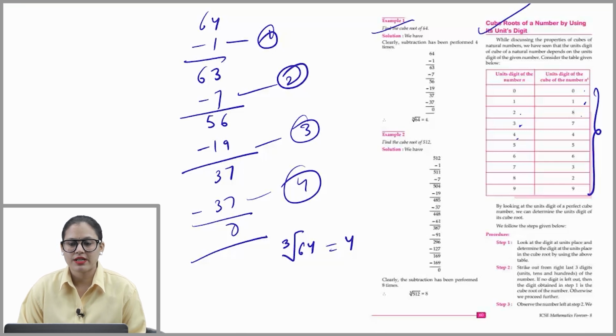Step 3. Observe the number left at step 2. We find the largest single digit number whose cube is less than or equal to this leftover number. This number is the tens digit of the cube root. Step 4. Write the cube root as the number whose unit digit is the digit obtained in step 1 and tens digit is the digit obtained in step 3.